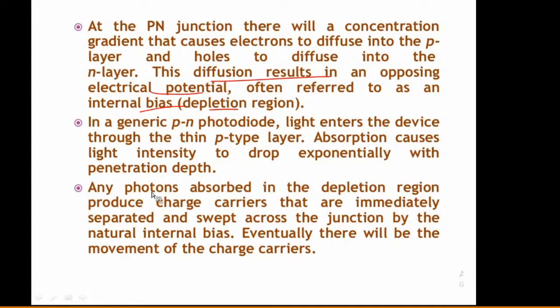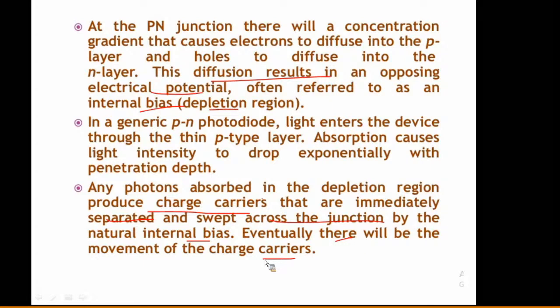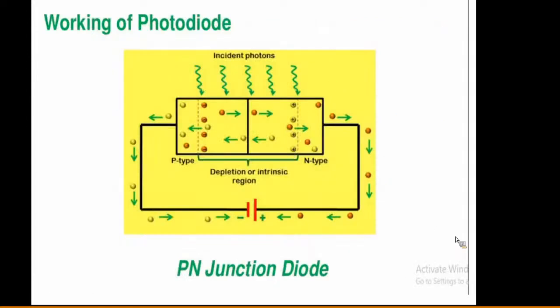Now, what will these photons do? Any photon absorbed in the depletion region will produce charge carriers that are immediately separated and swept across the junction by the internal bias. Eventually, there will be the movement of free charge carriers. Due to the movement of charge carriers, ultimately the current flow will take place. This is the basic operation of your photodiode. Now, see the working principle.